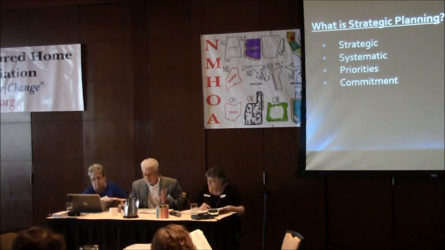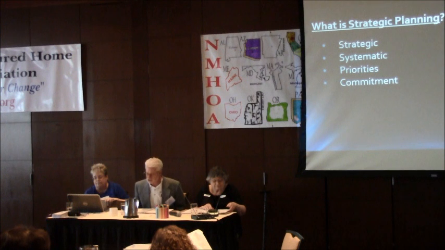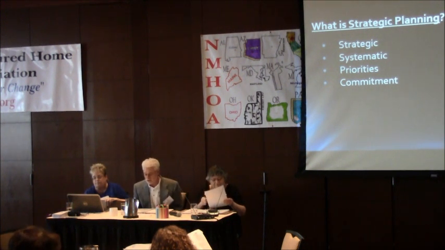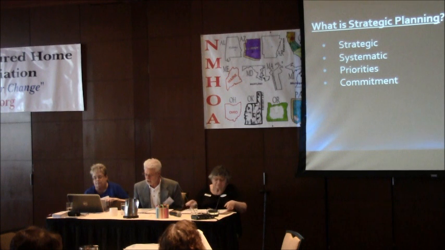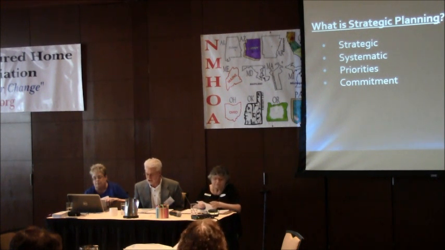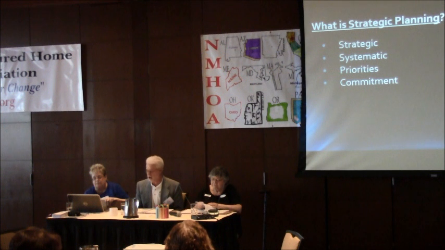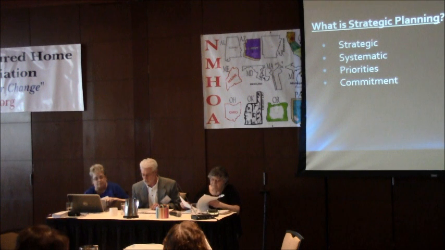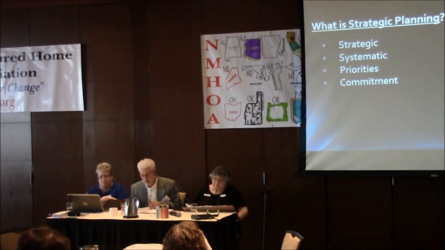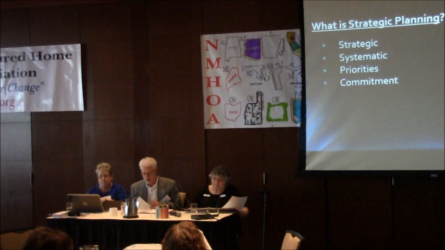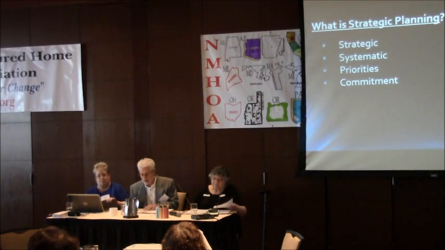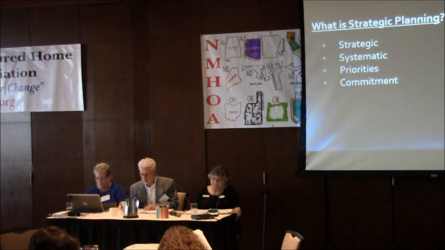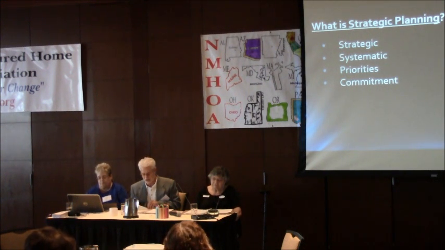What is strategic planning? Strategic planning is a systematic process through which an organization agrees on and builds commitment among key stakeholders to priorities which are essential to its mission and responsive to the operating environment. Strategic means choosing how to respond to an ever-changing environment. Systematic, using a focused and productive process. Priorities, making decisions about ends and means for the short and the long terms. Commitment, engaging key stakeholders in building a consensus.